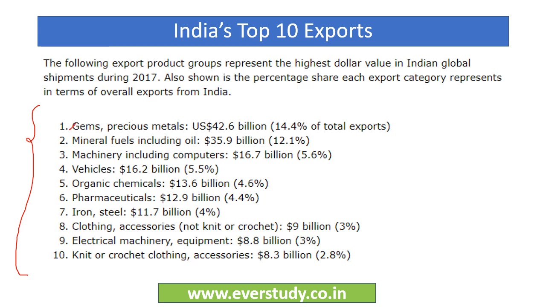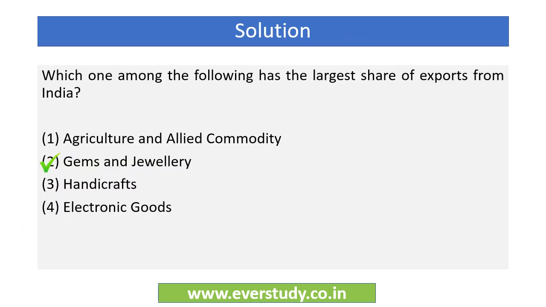Next, there are fuels, machinery, vehicles, chemicals, pharma, iron and steel, clothing, and further accessories with regard to clothing. So these are the different items of exports, and on the top we have gems and precious metals. So now we can easily solve this question: the largest share of exports from India is of gems and jewelry. So the correct answer is going to be option number 2.